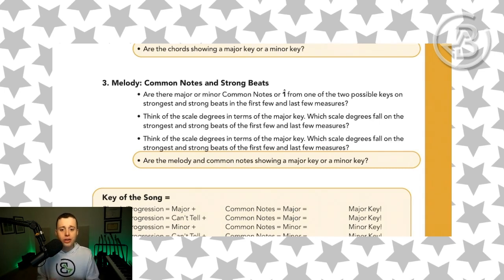Think of the scale degrees in terms of the major key. Which scale degrees fall on the strongest and strong beats of the first few and last few measures? Then think of the scale degrees in terms of the minor key. Which scale degrees fall on the strongest and strong beats of the first few and last few measures? Then ask yourself, are the melody and common notes showing a major key or a minor key?